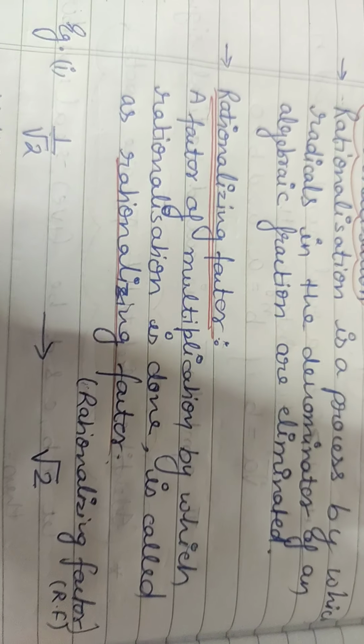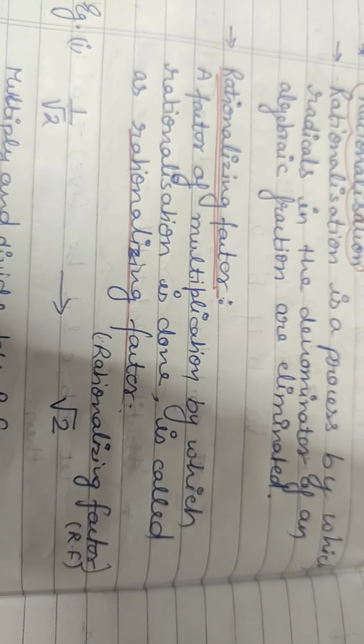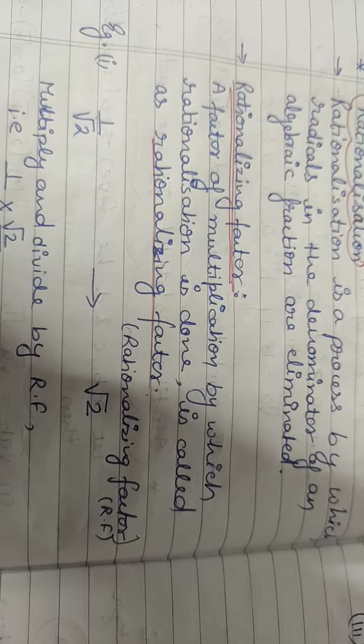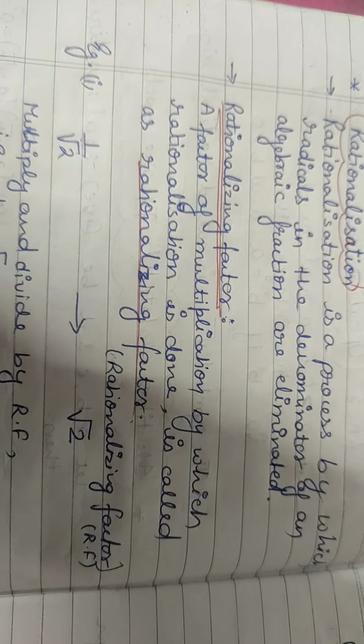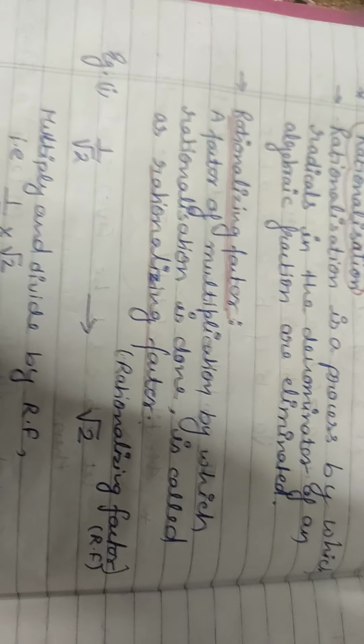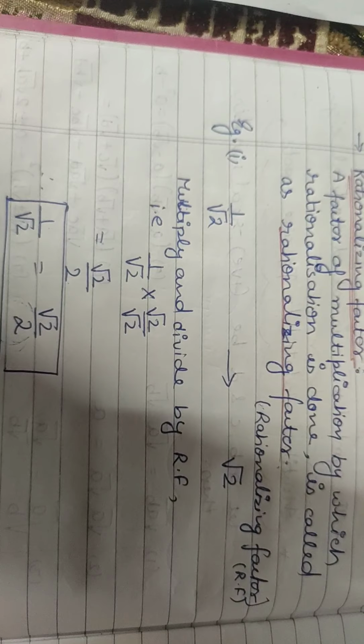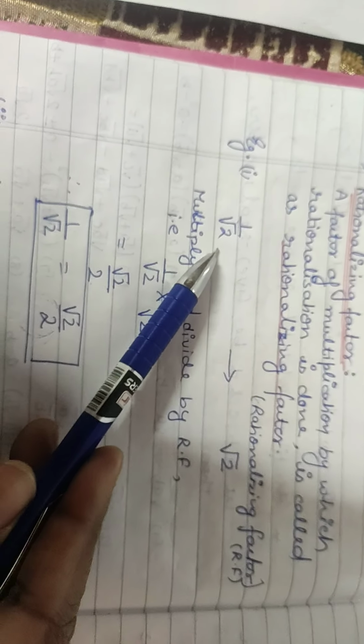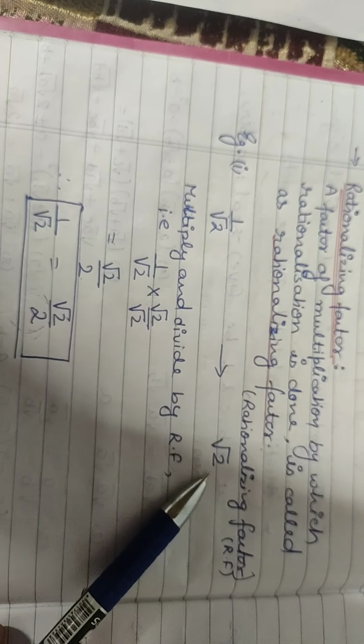So now the next one is rationalizing factor. A factor of multiplication by which rationalization is done is called rationalizing factor. Here we have some examples of how to find the rationalizing factor. So very first is 1 upon root 2. So here what is the denominator part? It's root 2. So here the rationalizing factor is root 2 only.